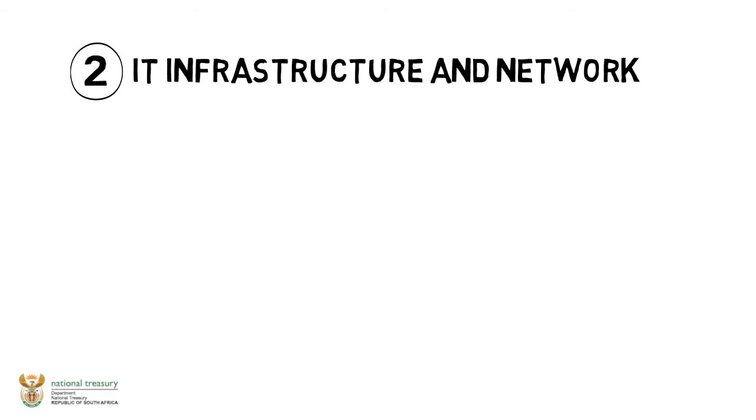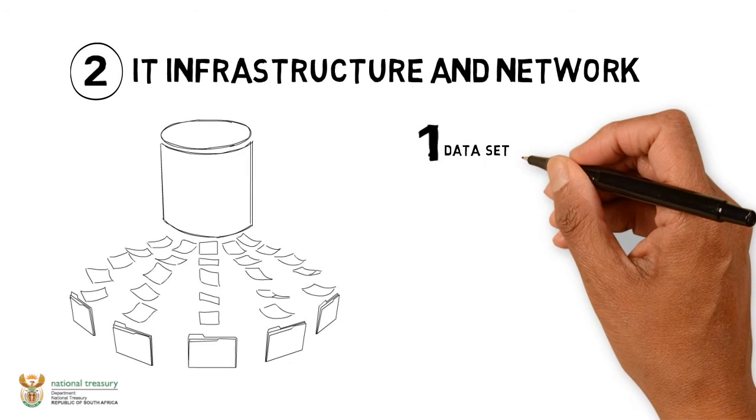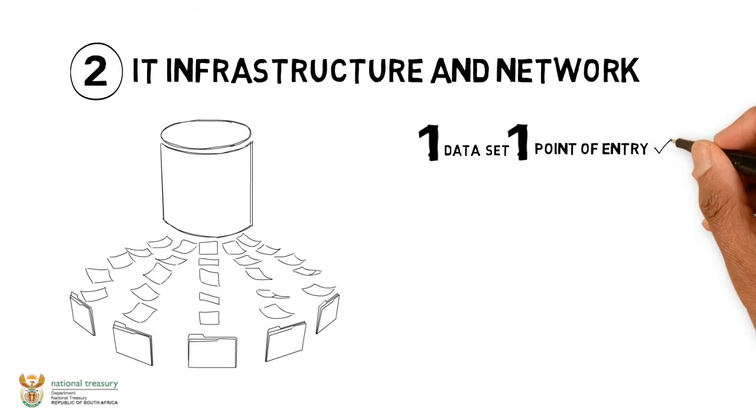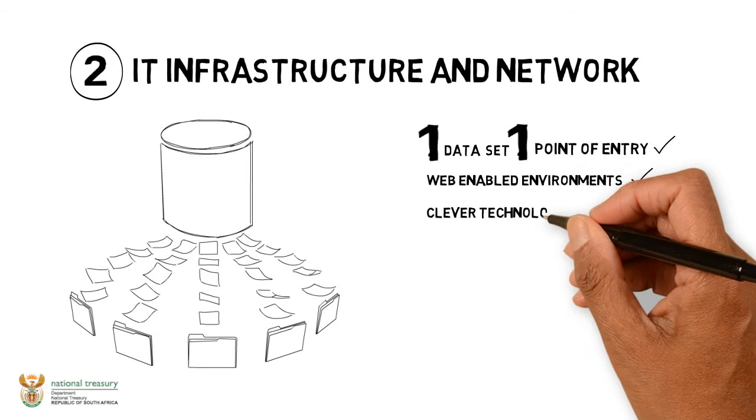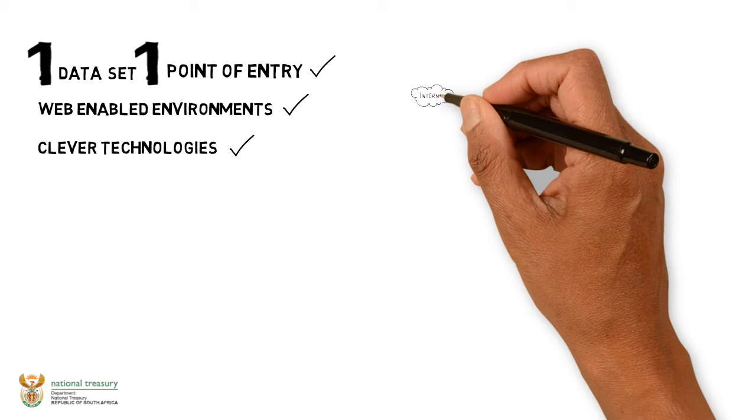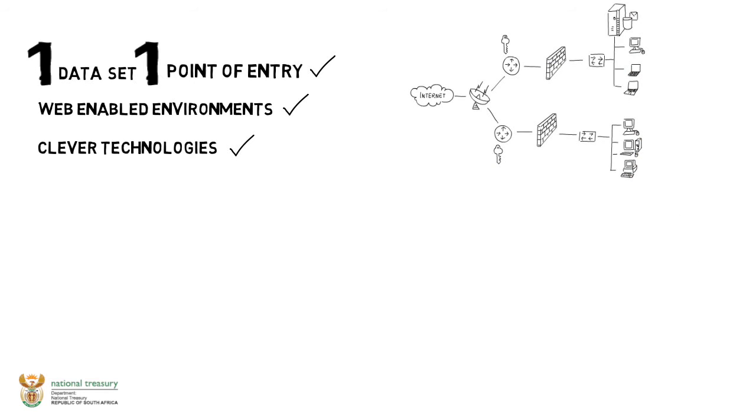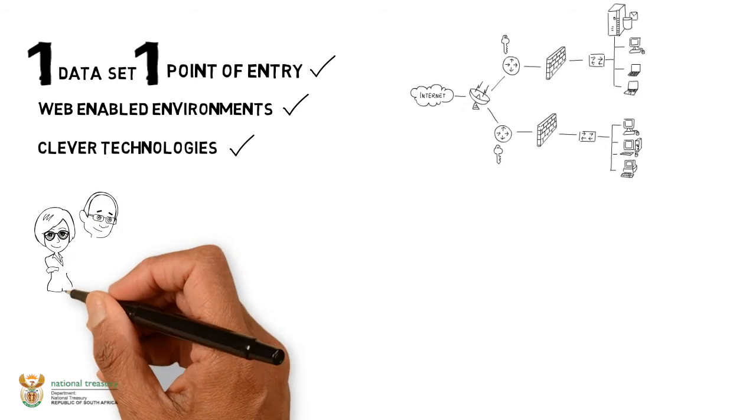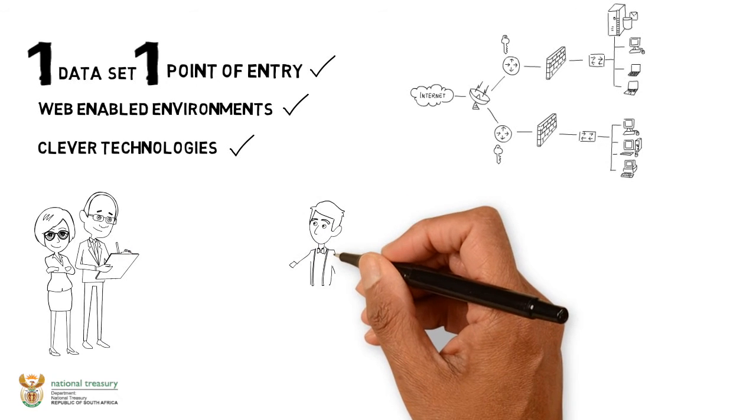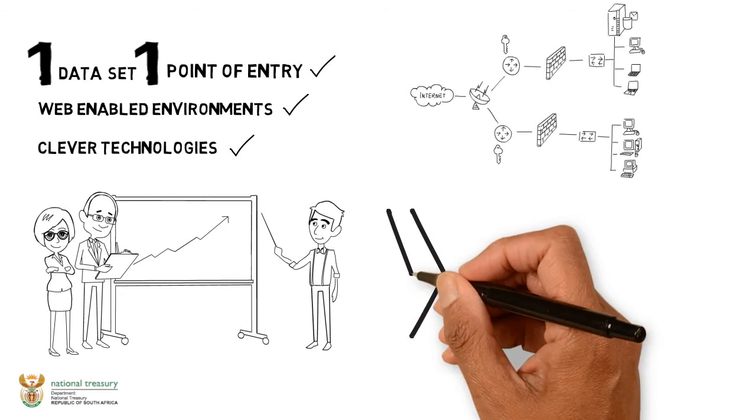Workstream 2. IT infrastructure and network. The regulation dictates one dataset, one point of entry, web-enabled environments, and clever and modernized technologies in support of the multidimensional classification framework as represented by the segments of mSCOA. While it's acknowledged that requirements per municipality would differ, each municipality would be required to assess their as-is position and determine what is required going forward.